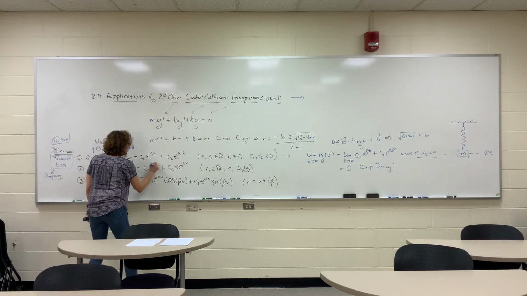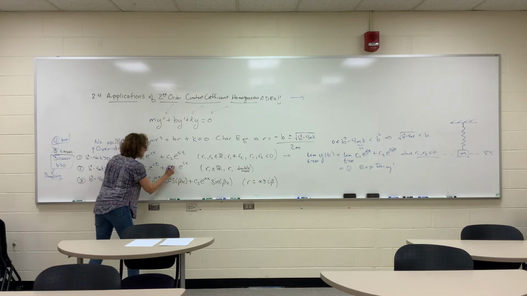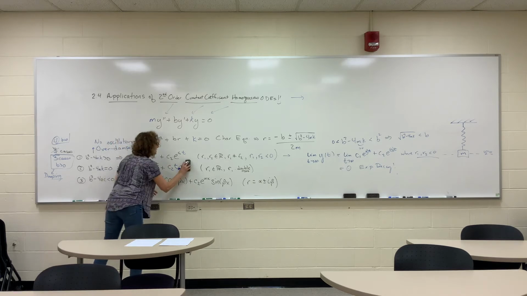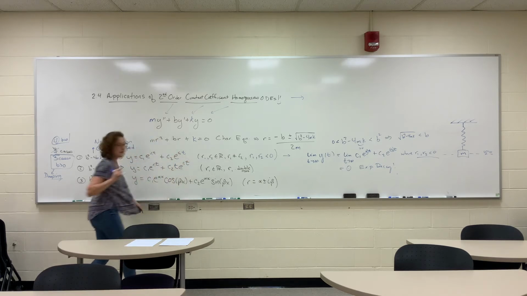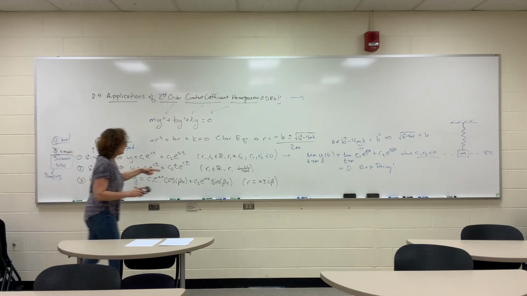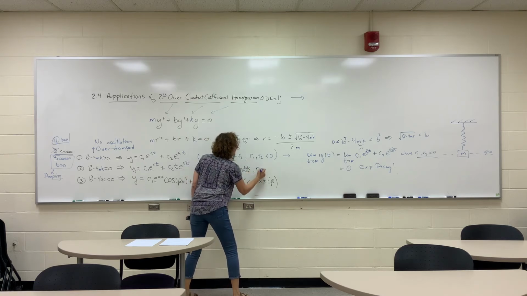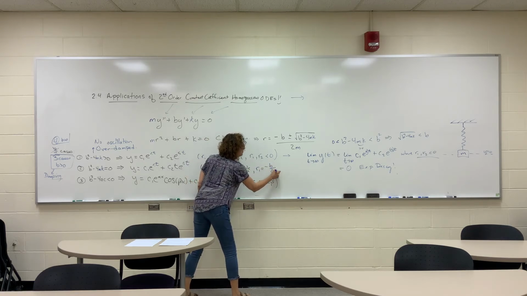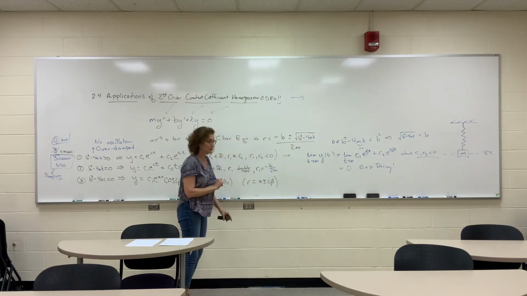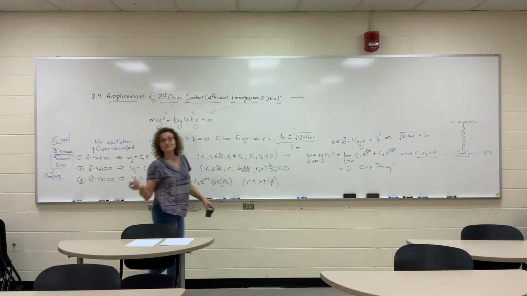e to the r, c1 e to the r1t, c1, now this will be a t, right? That's the independent variable, yeah? So t e to the r1t, yeah? r1 is a real number, r1 is a double root, right? What is r1? We just said r1 is minus b over 2m because this quantity is 0, right?